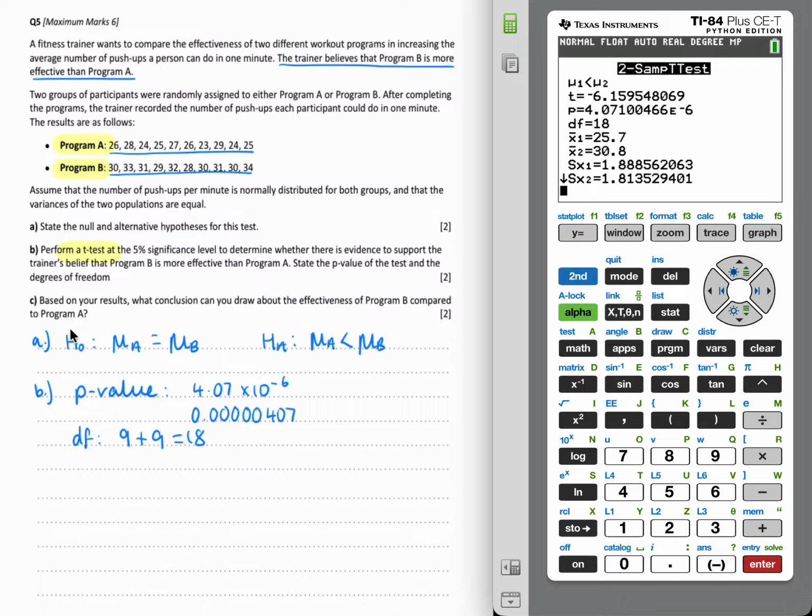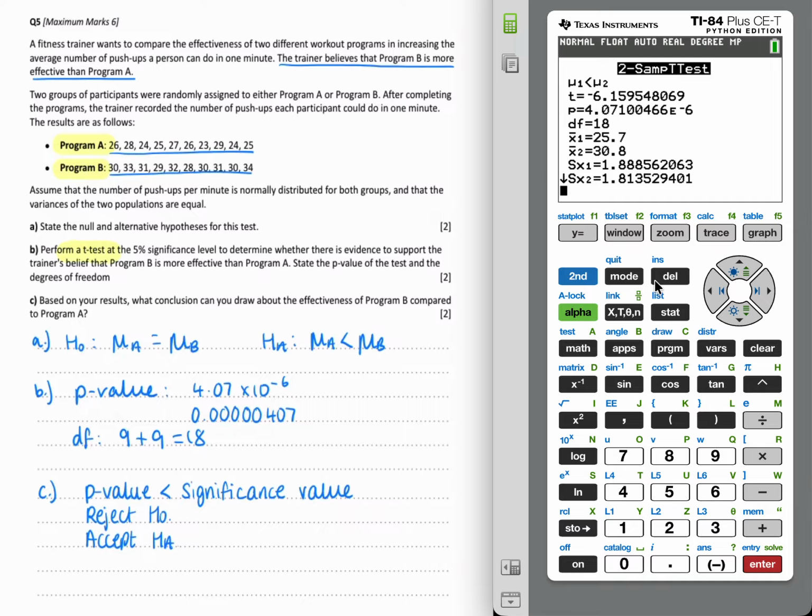And then for part C, based on the results that we've got here, we need to decide whether program B really is better than program A. So part C is the conclusion to the test. Now, since the p-value is significantly less than the significance value, and it's a very small answer there for the p-value, we therefore reject the null hypothesis, and you are going to accept HA.